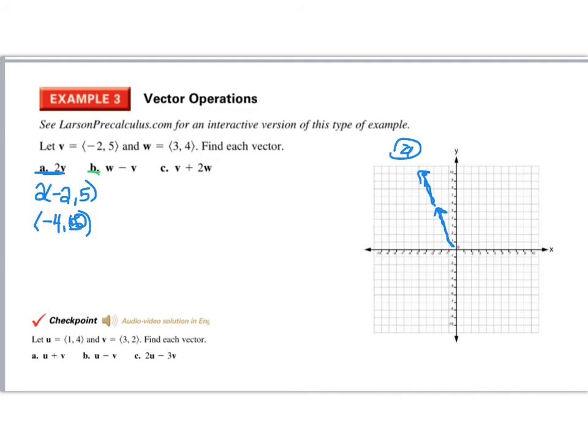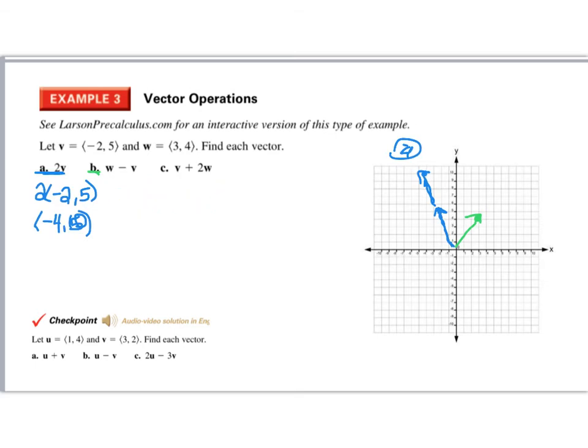Okay, let's go to the next one, and we'll do that one in green. Now we're going to take W minus V. Let's plot W first, and W is at (3, 4). So this is where we're at right now. And then we're going to subtract v. So we've got (-2, 5) minus (3, 4). Oops, sorry, I got that backwards. Let's do it the other way.